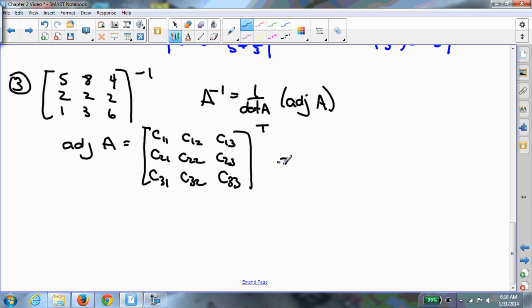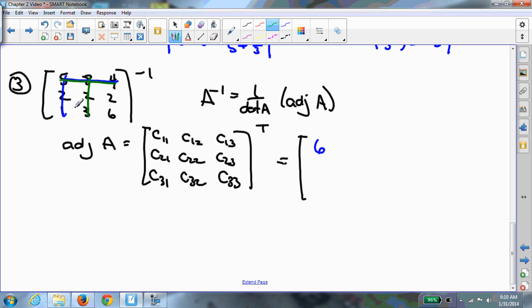So what I'm going to do is fill in all my cofactors. Each time I'm going to cross out a row and a column and calculate the corresponding cofactor. For example, for cofactor 1, 1, we'll be crossing out row 1, column 1, calculating that determinant, which would be 12 minus 6. So that would be 6. Incorporating the plus or minus sign, negative 1 to the 1 plus 1 is positive 1, so we're set there.